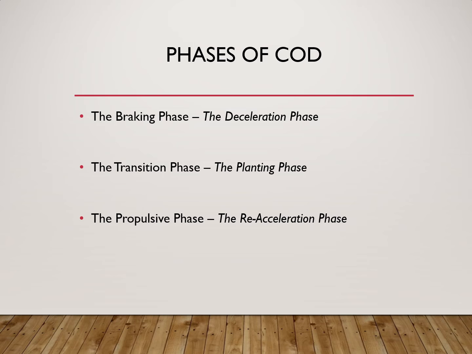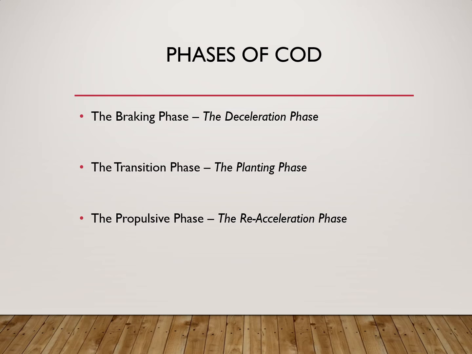So we initially have our braking phase or the deceleration phase. Okay, so that's where we have a high eccentric loading of the muscle as we are slowing down, obviously going into a braking. And then once we've completed that deceleration, okay, so we're in that transition phase or that planting phase as we transition from the deceleration out into the propulsive or re-acceleration phase. So whereas we've gone from that high eccentric component in the braking phase, we then have a high isometric component of strength in that transition phase or that planting phase.